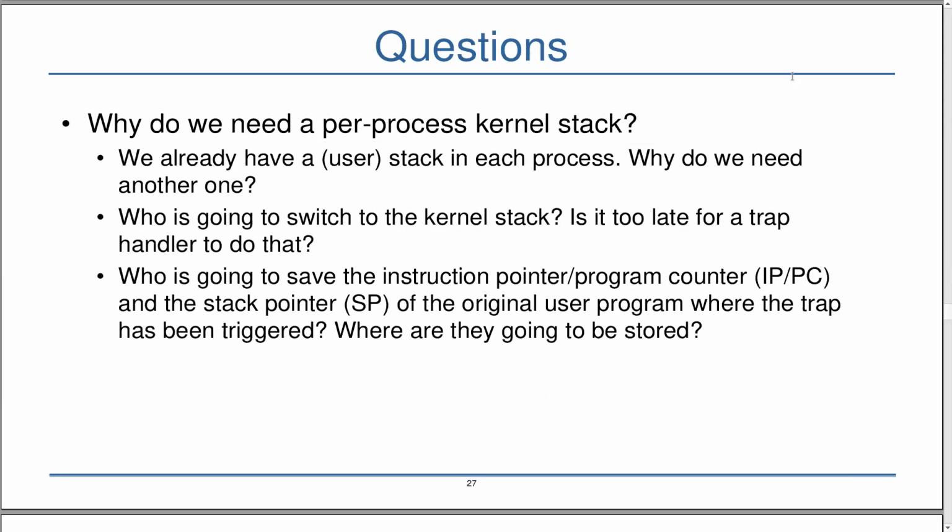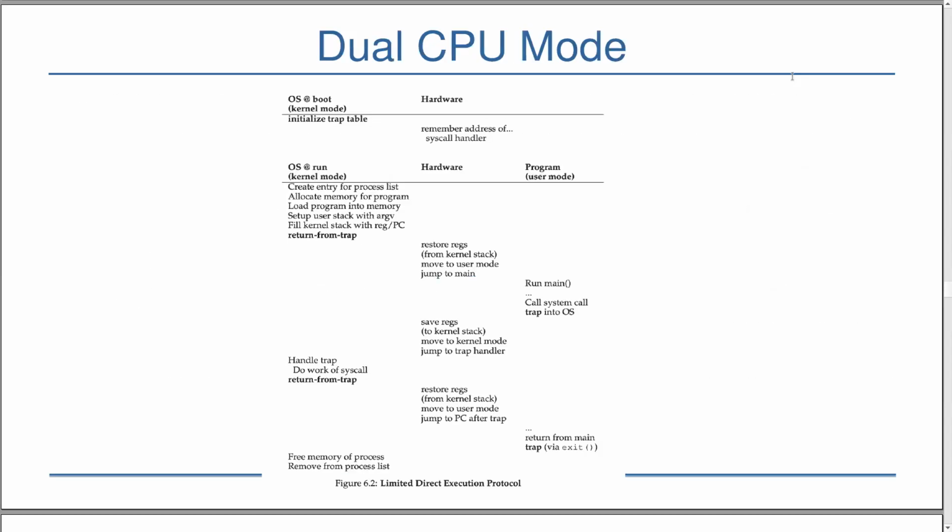So I think we actually answered some of these questions. Why do we need a kernel stack, right? Because we cannot rely on the user stack. That's the reason why we want to do that. But who is going to switch to the kernel stack? Remember, in the picture, hardware is doing it, right? Not the operating system. It's not the trap handler that is switching to the kernel stack. Why is that?